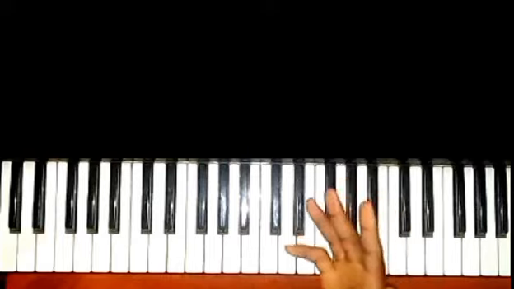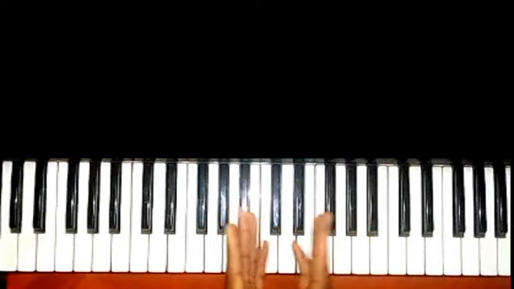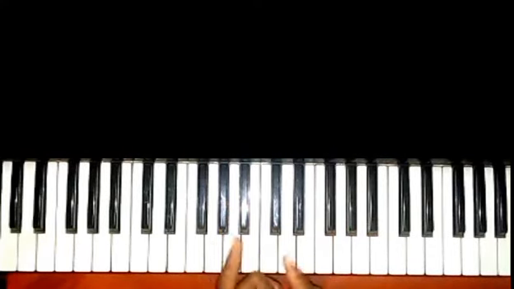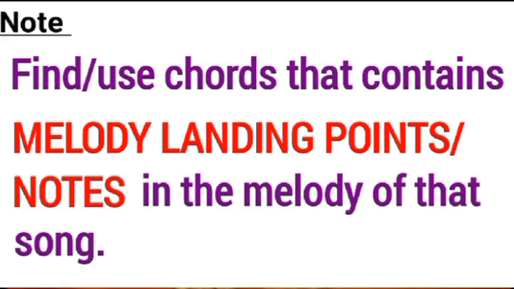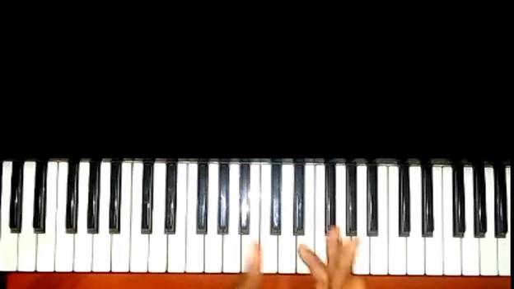So the idea behind this rule is that if we are to find the chord progression of a song using its melody, okay, we are to find chords that contain melody landing points in the melody of that song, okay? So just get the concept very well. We are to find chords that contain melody landing points in the melody of the song, okay? So we're going to do an example together and you're going to understand these concepts better, okay?